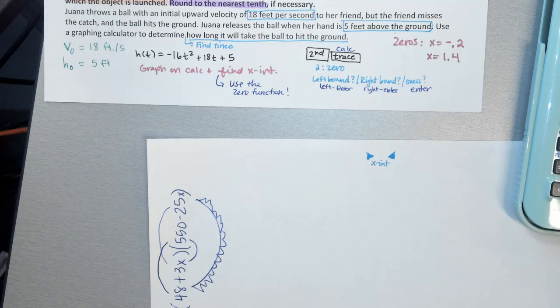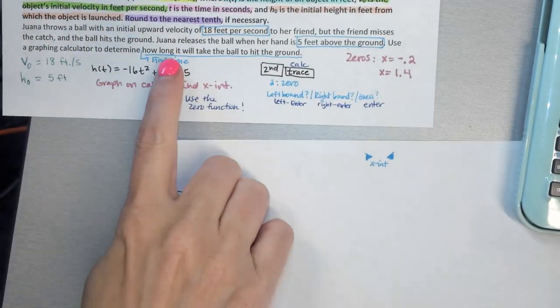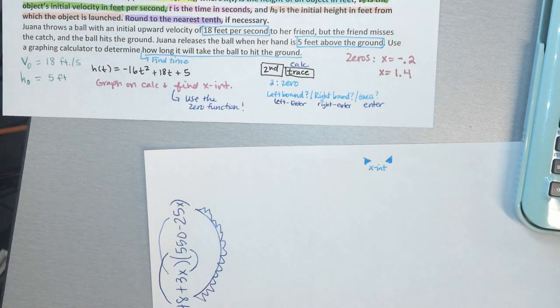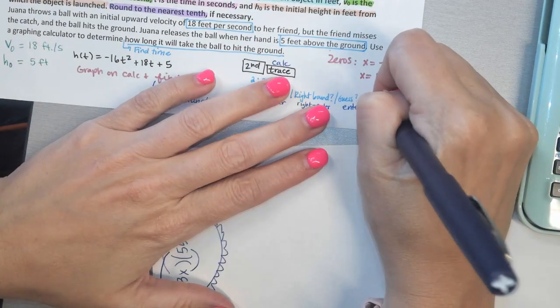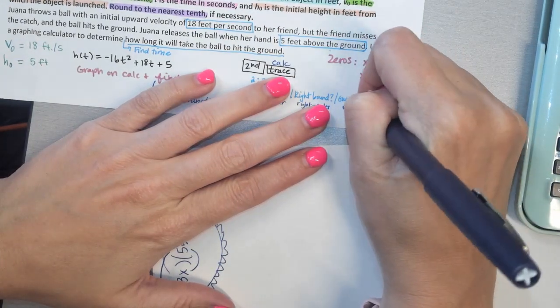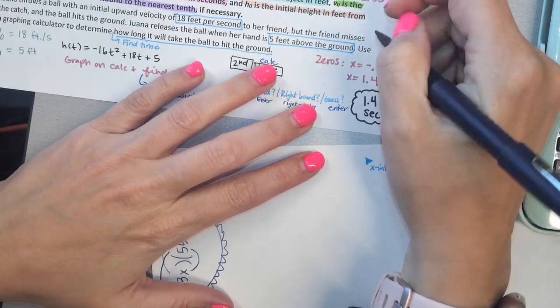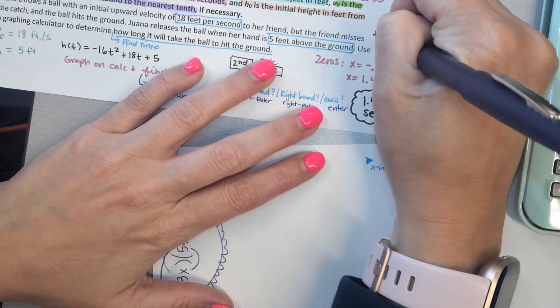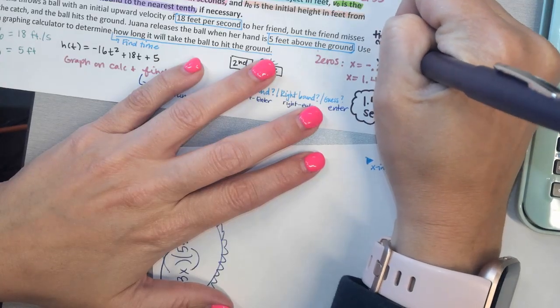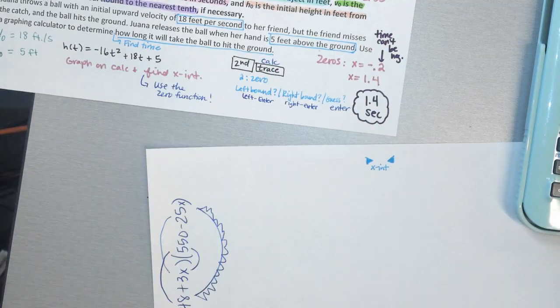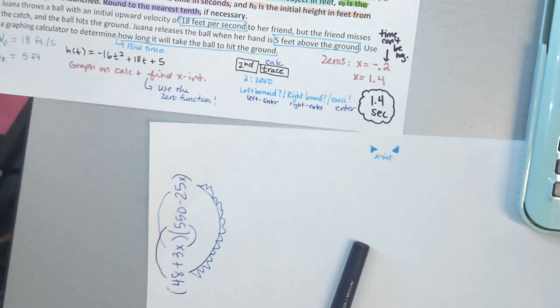Now this is asking us how long will it take the ball to hit the ground. So for story problems, you're only going to have one answer. Which one of those answers can we reject? The negative, because you're not going to have a negative amount of time. So your answer for this is going to be 1.4 seconds. Time can't be negative, so you are going to use your positive one.